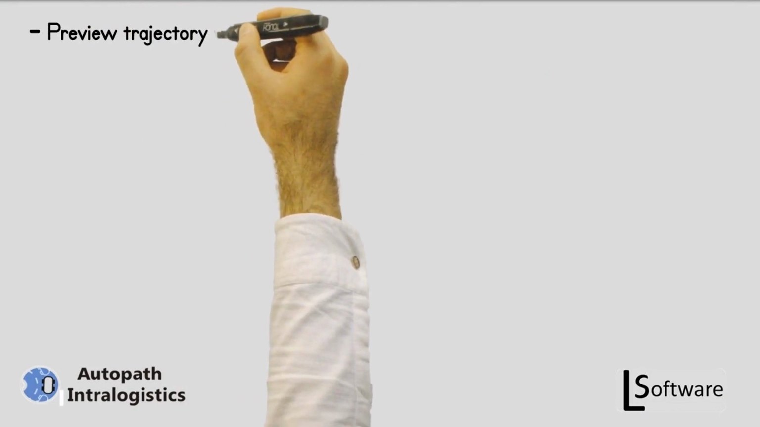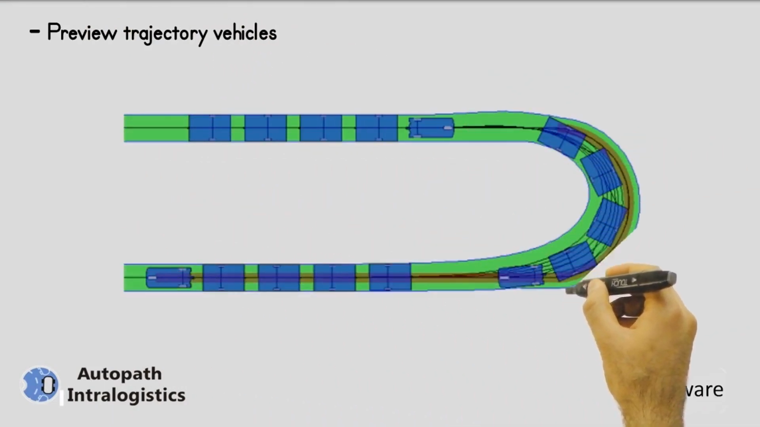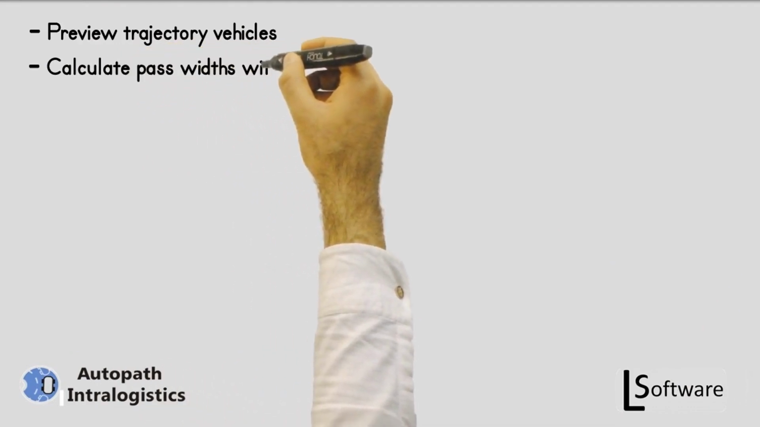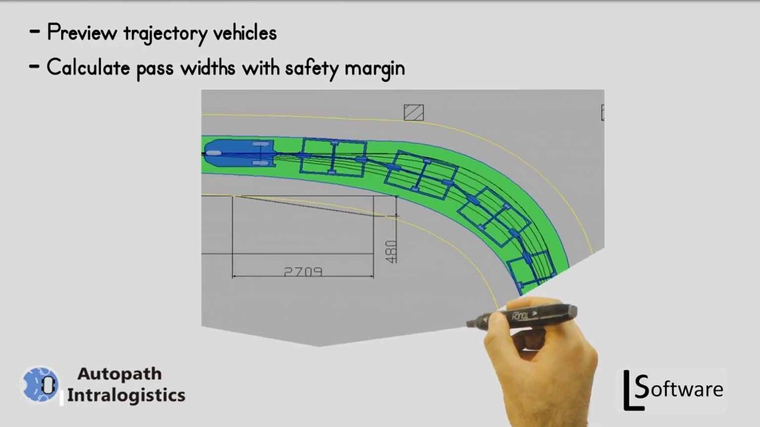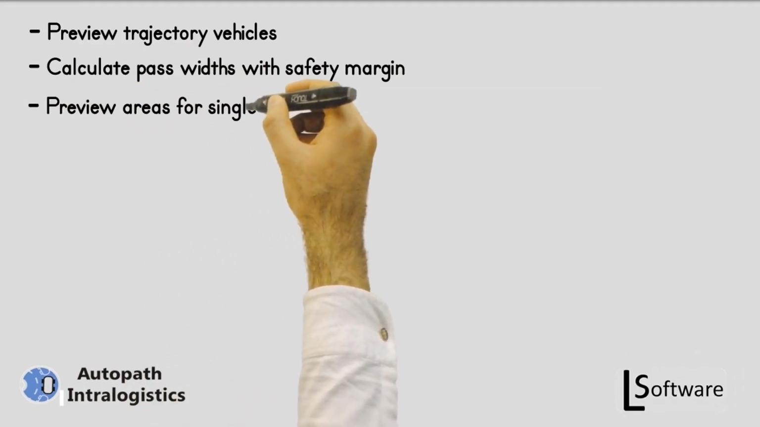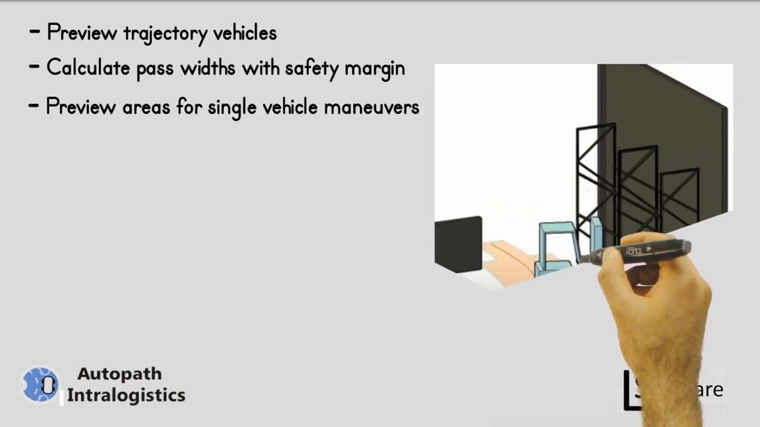Introducing Autopath Intralogistics, a groundbreaking tool to optimize and enhance your factory's logistical steps. Simulate trajectory of vehicles, perform accurate train passage simulations, and visualize movements for efficient and safe operations, including space simulation for forklifts to optimize material placement and avoid collisions.